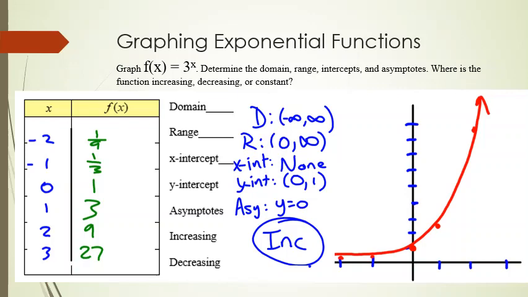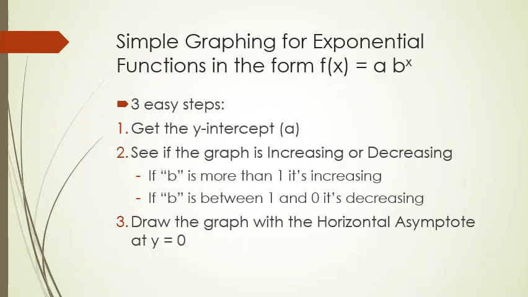So let's do another example, but we're going to do it using these 3 easy steps. We're going to first get the y-intercept, which is a. We're going to see if the graph is increasing or decreasing. If b is more than 1, it's increasing. If b is less than 1, between 1 and 0, it's decreasing. Then we're going to draw the graph with the horizontal asymptote at y equals 0.